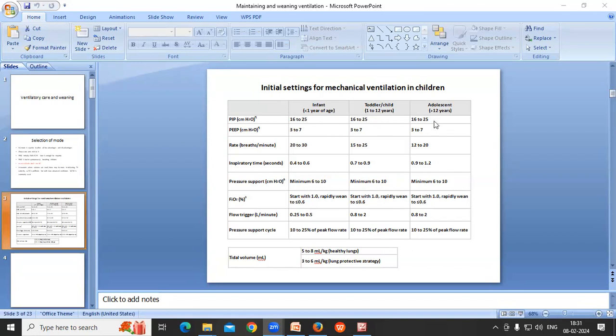Now you have a problem with the airways, like asthma. So what will be your PEEP? 3 to 6? Lower. 3 to 4? 3 to 5. Maximum you can reach 5. Very rare instances we cross 5. Rate.